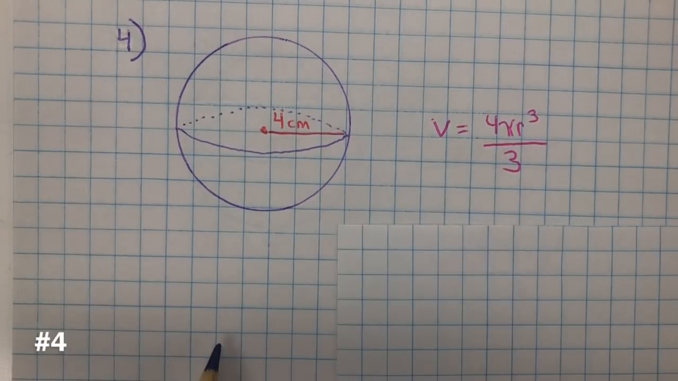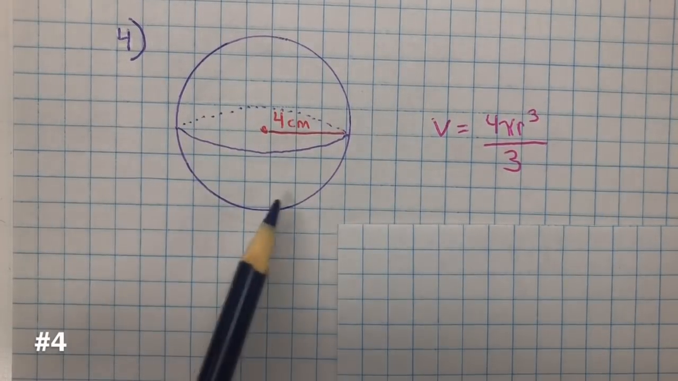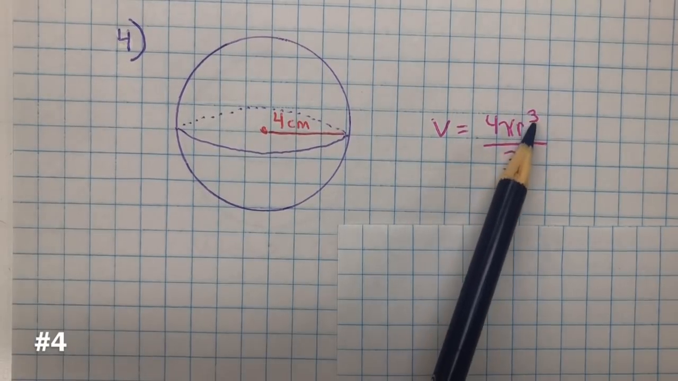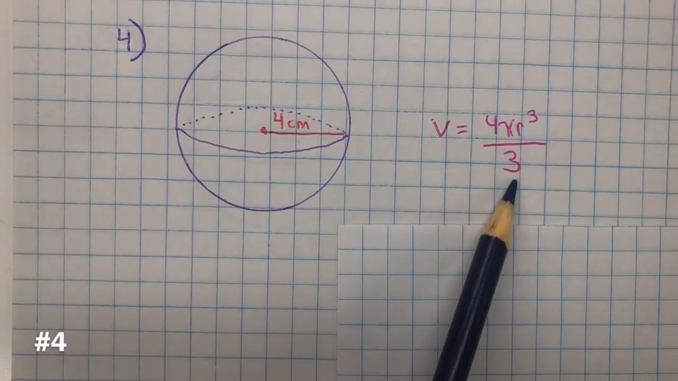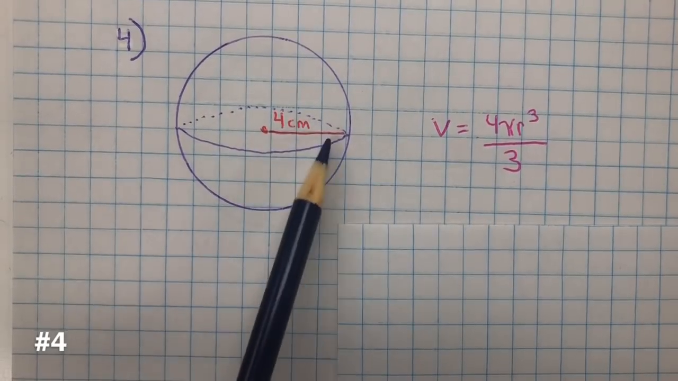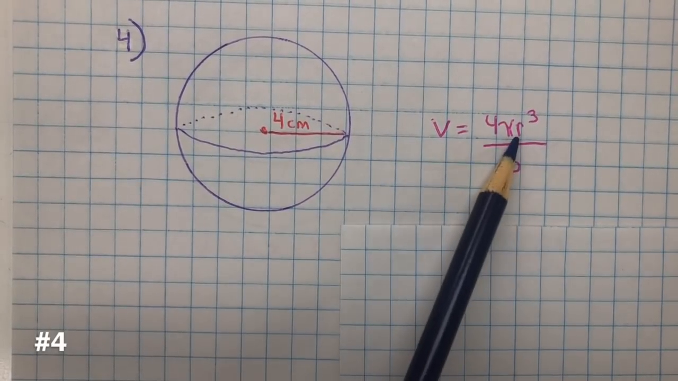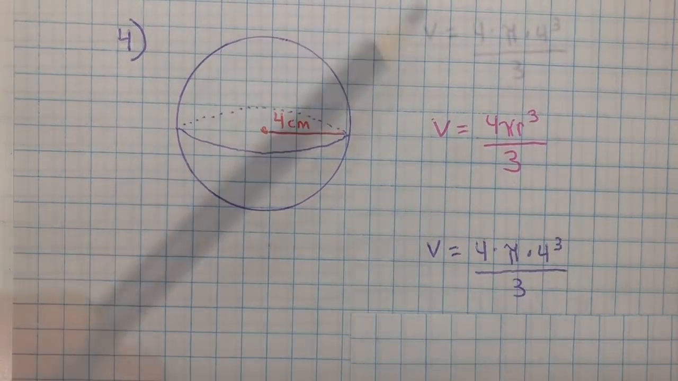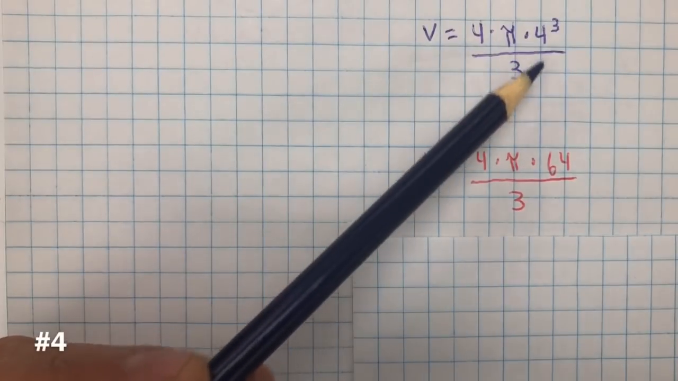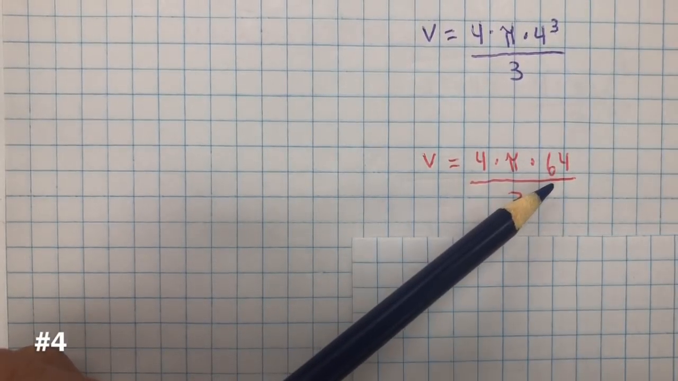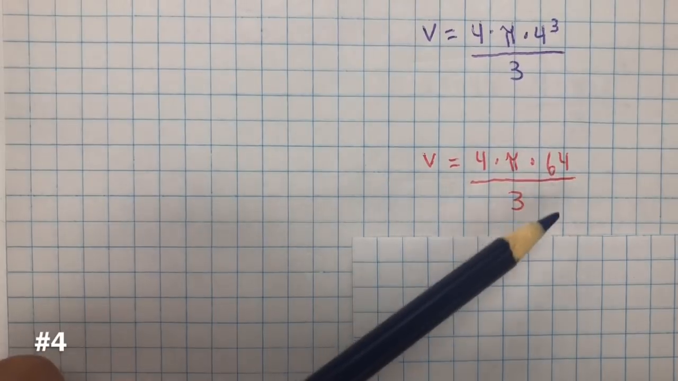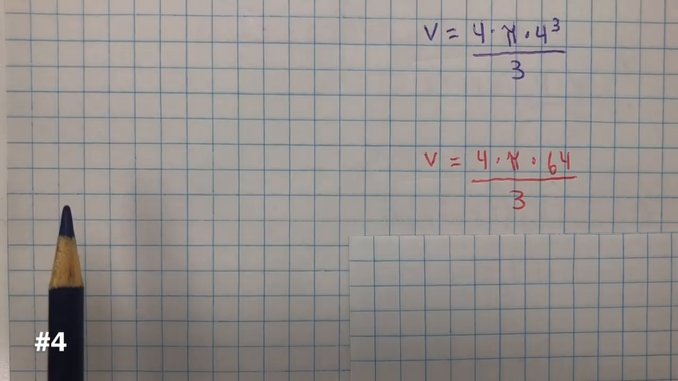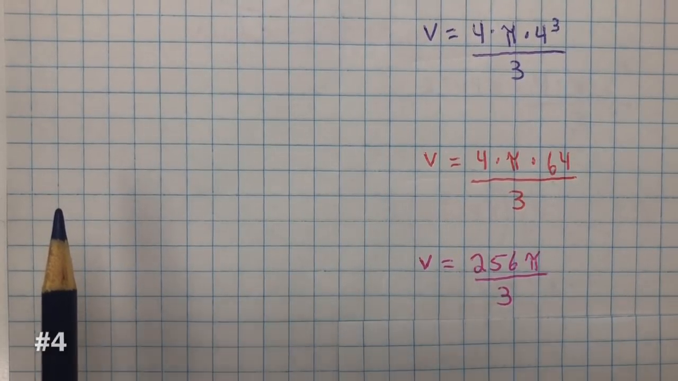For number 4, we're going to find the volume of the sphere. Volume of the sphere formula equals 4 pi r cubed divided by 3. So the radius is 4, so we're going to have 4 cubed. 4 cubed is 4 times 4, which is 16. Multiplied by 4 is 64. Now we're going to multiply 4 multiplied by 64. And we get 256.